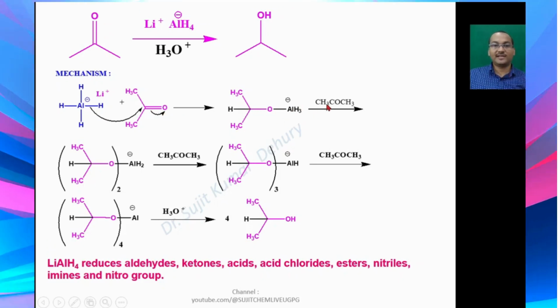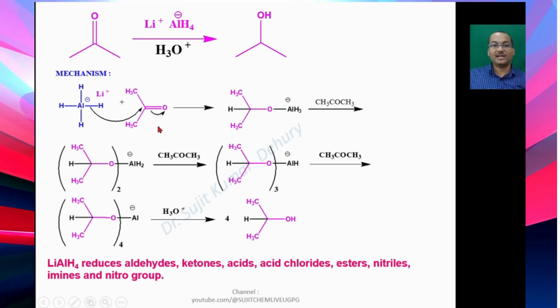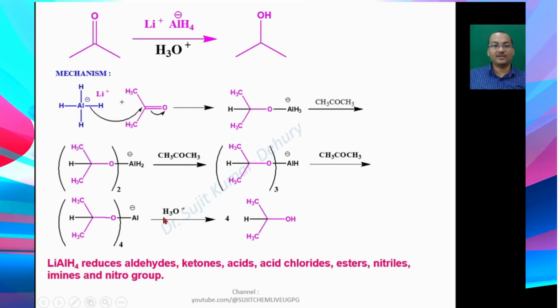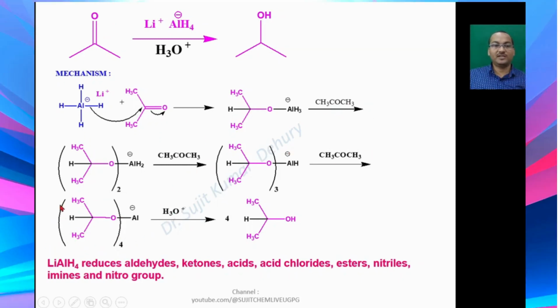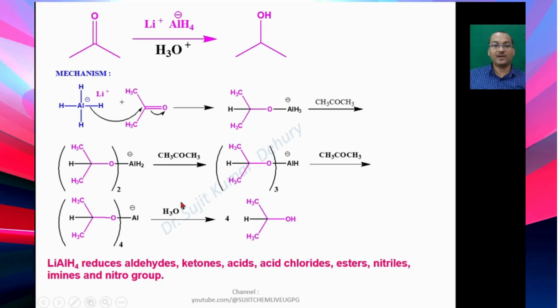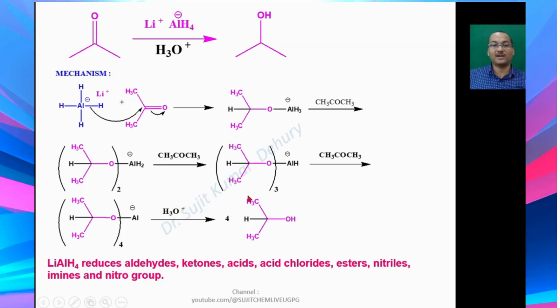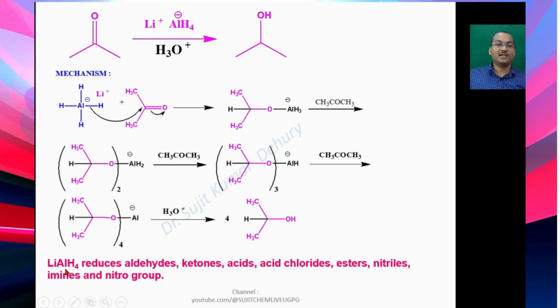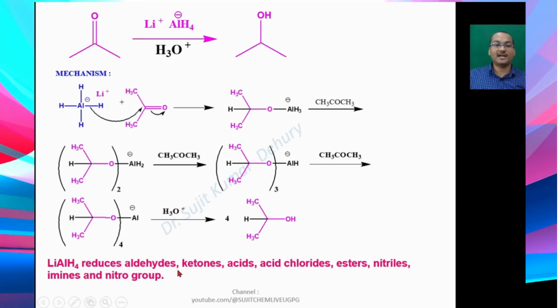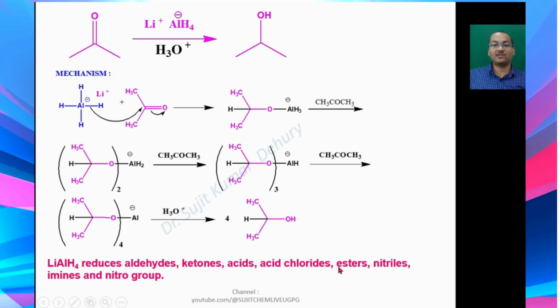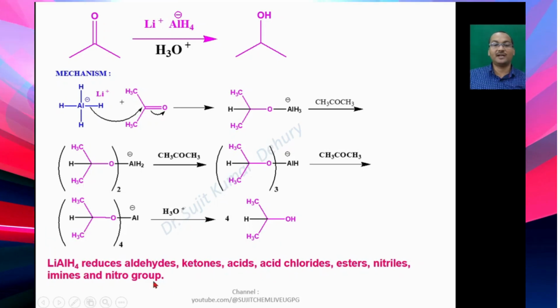So this process takes 4 times. As a result you will end up with this species, and upon hydrolysis with acidic workup you will end up with 4 equivalents of alcohol. Usually lithium aluminum hydride reduces aldehydes, ketones, acids, acid chlorides, esters, nitriles, imines and nitro group.